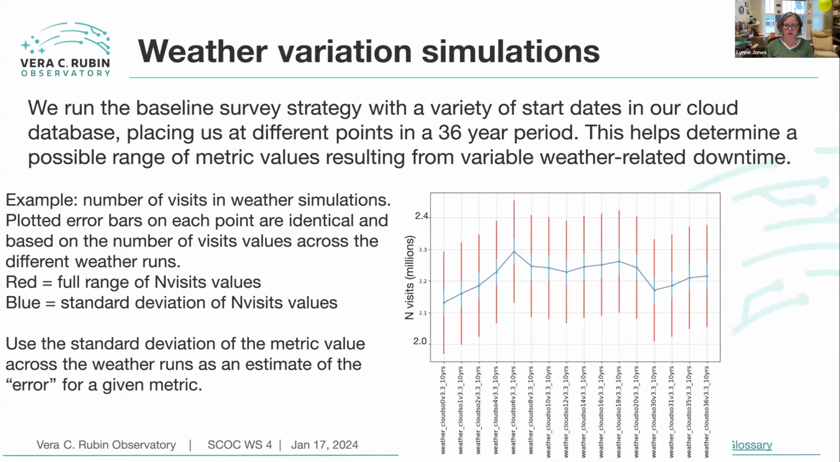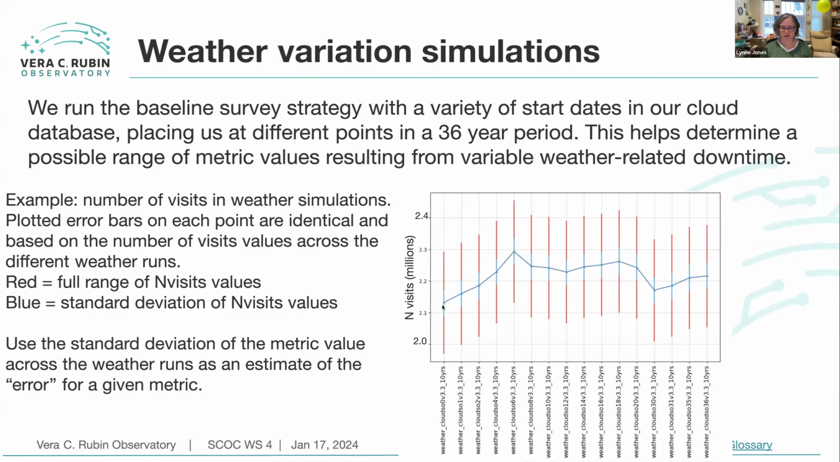So the other thing we have started doing as of a few simulations ago, maybe V3, is to run variations on the cloud coverage. So we have this big historical cloud database, and by offsetting into different years, we can essentially sample slightly different weather. This gives us a way to get a weather estimate on what the error for a particular metric would be. So what you see over here in this plot is just the total number of visits in a simulation for each of these different weather runs. And so the points are the actual number of visits for each of these weather runs.